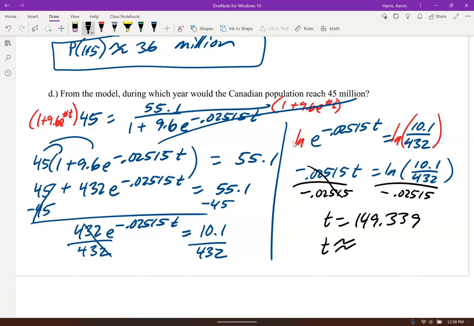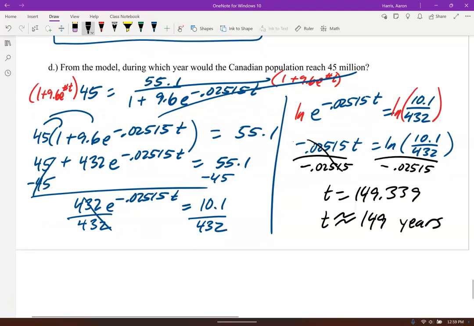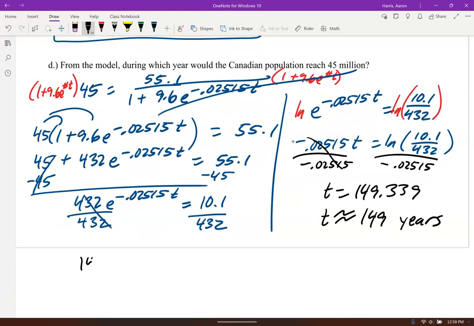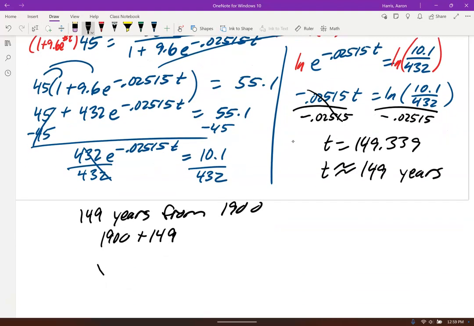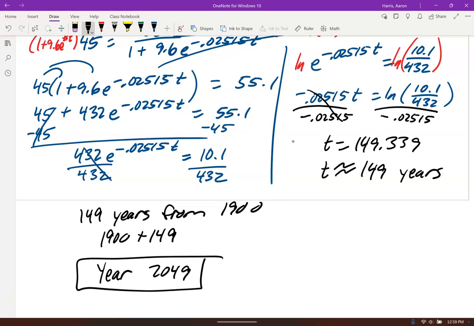So approximately 149 years. But remember, this is 149 years from the year 1900. So 1900 plus 149 is the year 2049. It's not until the year 2049 that the Canadian population, according to this logistic growth model, will reach 45 million.